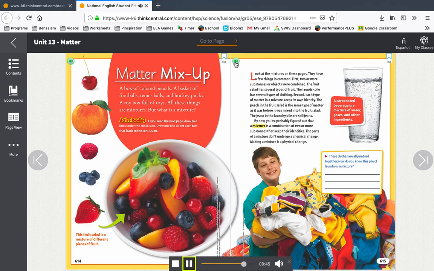These clothes are all jumbled together. How do you know this pile of laundry is a mixture? A carbonated beverage is a mixture of water, gases, and other ingredients.